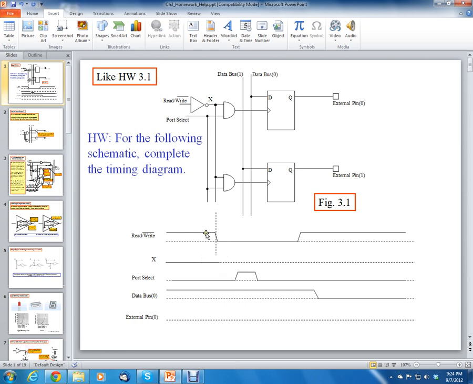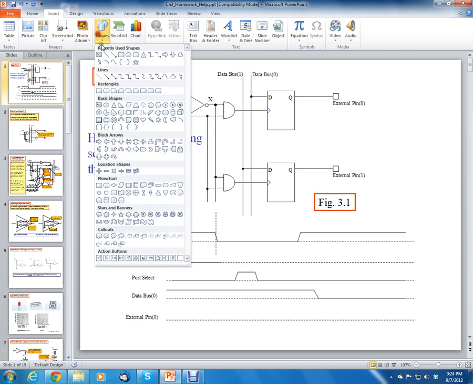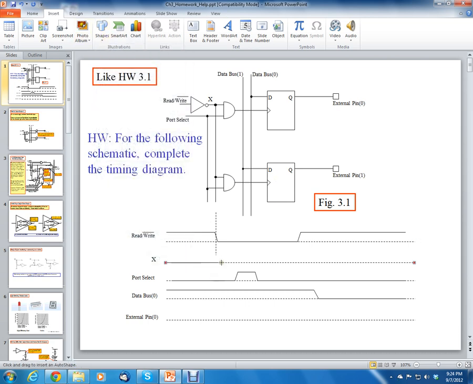So when the input of read-write goes low, when it goes from high to low, there's going to be a little bit of a delay, maybe 1 nanosecond or something. Then it's going to go high. So you're going to get the inverse. So let's draw that. It's going to go high after a little bit of a delay.